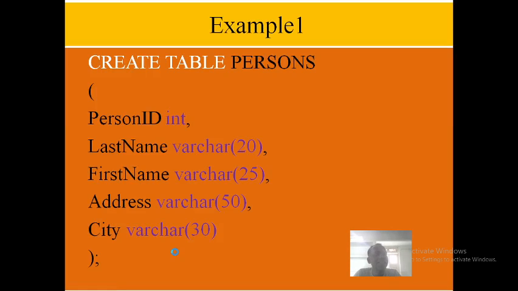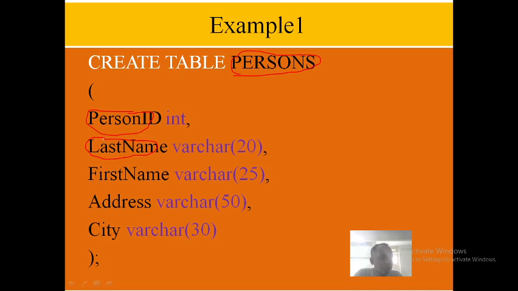I am creating the table called person. Person is a table name. The first column is Person ID, like your Aadhaar number. This is integer type. Data type is integer. Second column name is last name of the person.